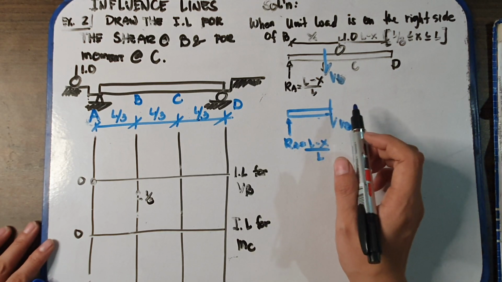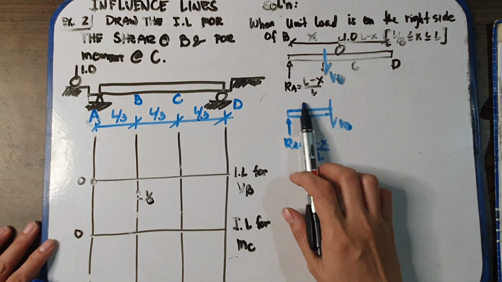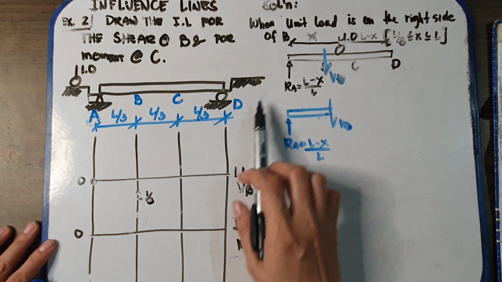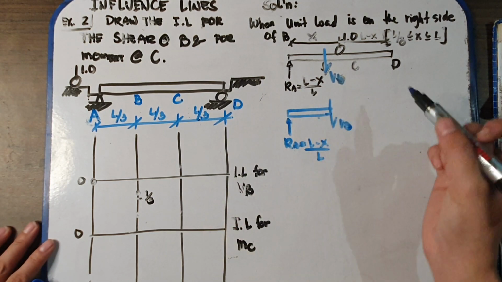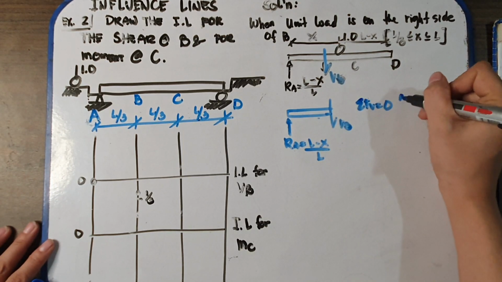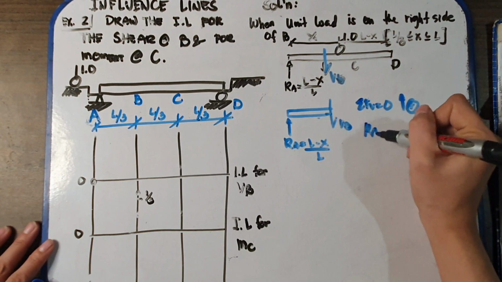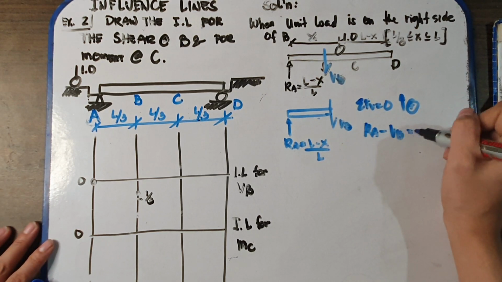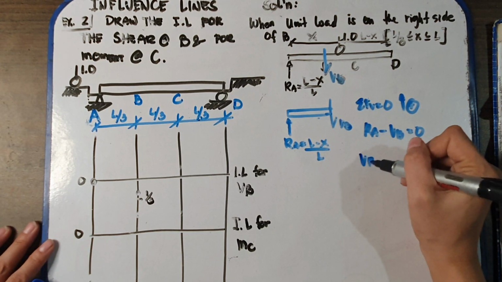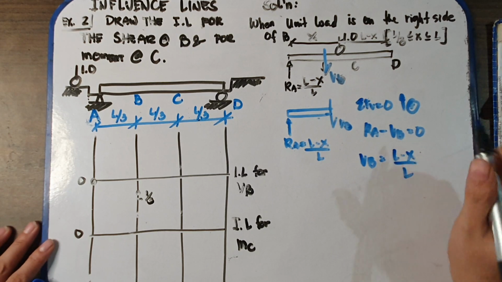So, ibig sabihin, hindi na natin makikita yung unit load natin dyan. Kumbaga, yung gulong natin kanina ay nandito. Ngayon, yung gulong na natin nandito. Okay? So, lagpas na. So, hindi na natin kailangan i-drawing yan dyan. So, summation forces vertical is equal to 0 kasi po, shear lang tayo, positive yung upward. So, we have RA minus shear B is equal to 0. So, therefore, shear B, lipat natin to make it positive. So, we have RA, L minus X all over L.